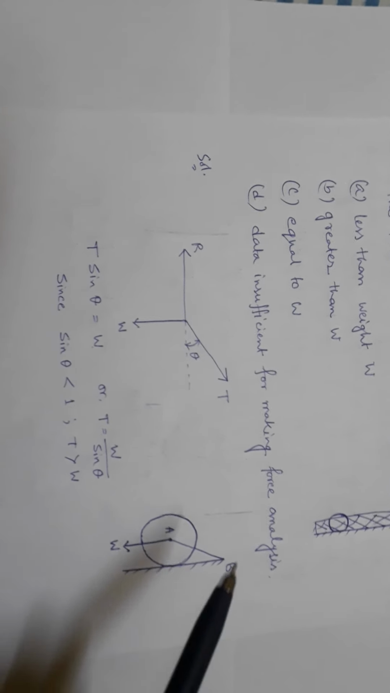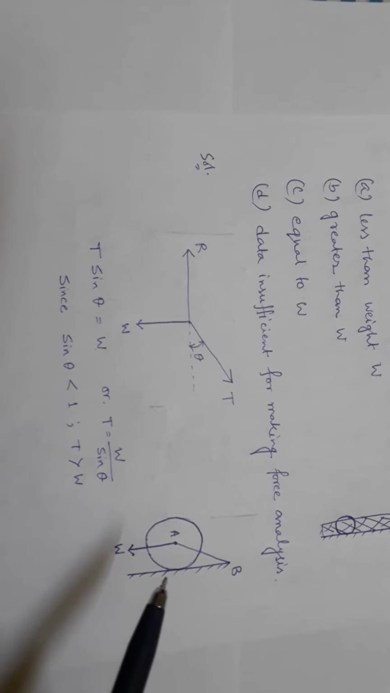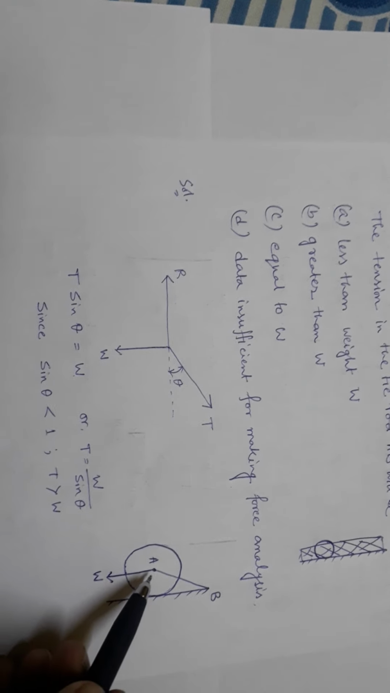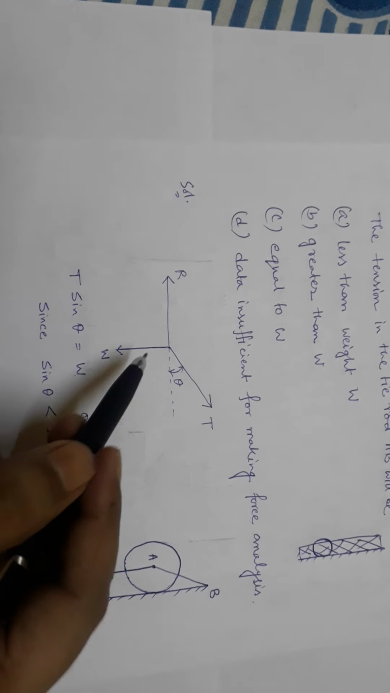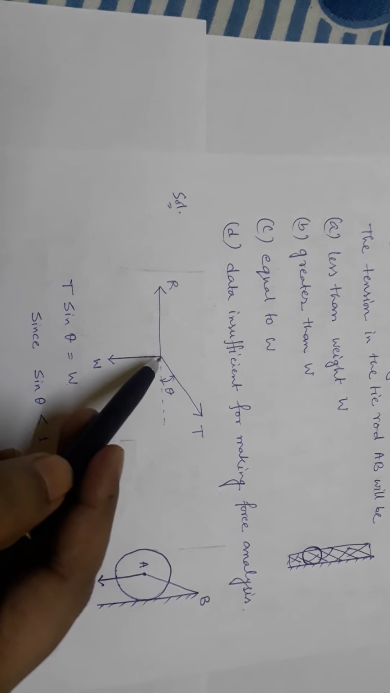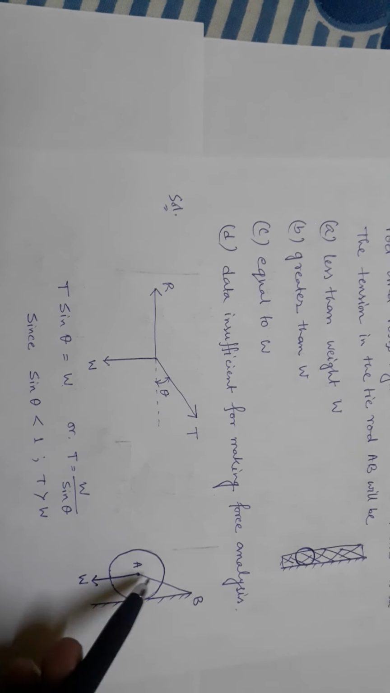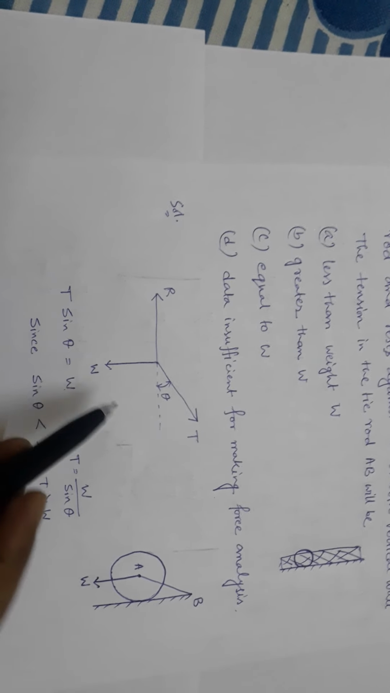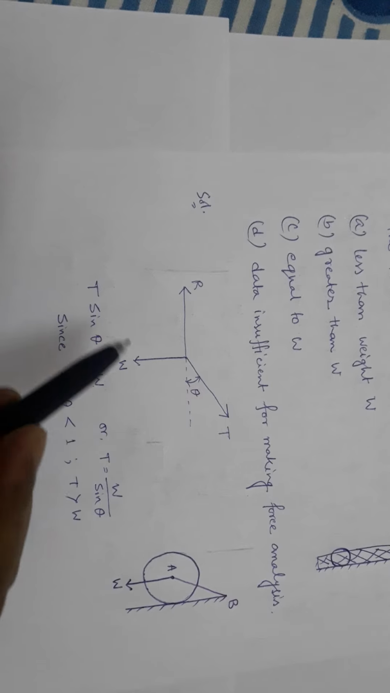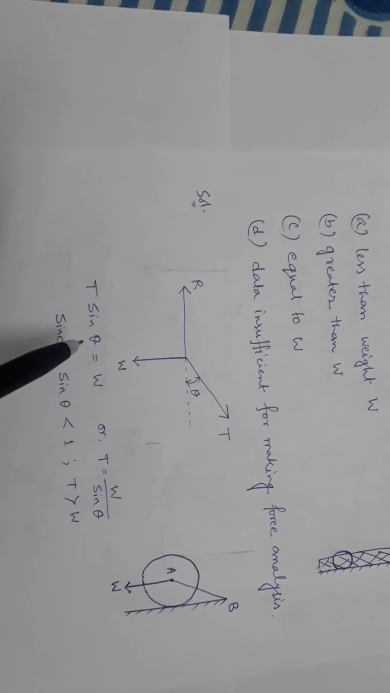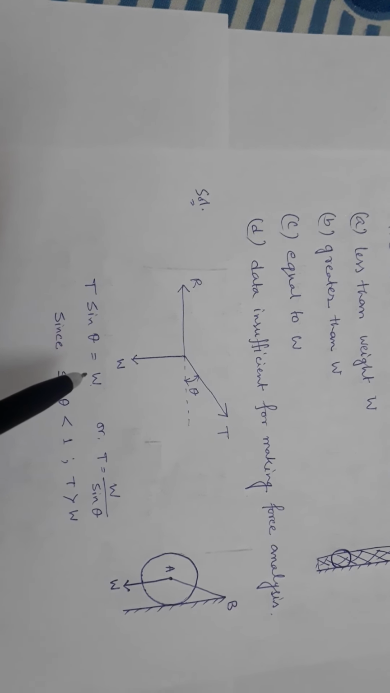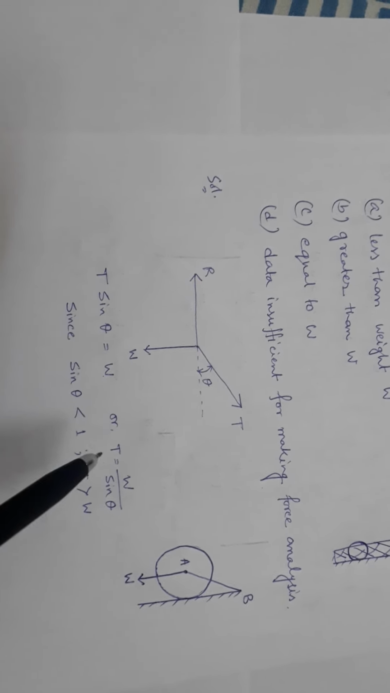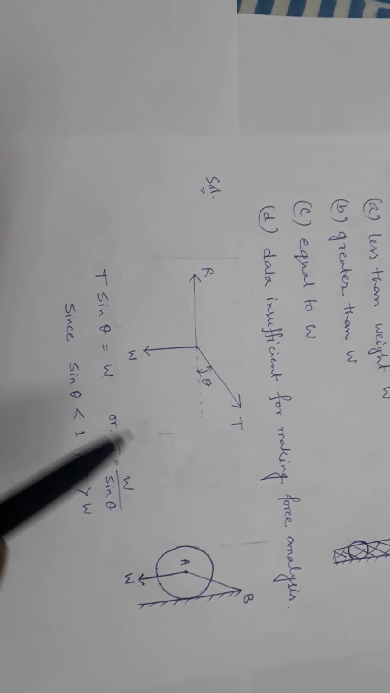So from this diagram, you have to draw a free body diagram. This is the W, and this is the tension side. This is the AB portion, and this is the resultant. From this free body diagram, we can easily write that T sine theta equals W, or T equals W by sine theta.